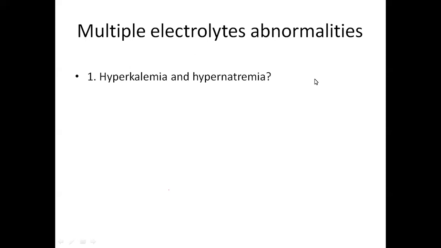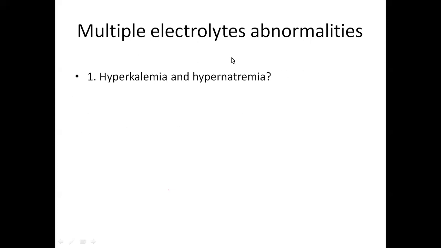Whenever you encounter multiple electrolyte abnormalities, you need to decide which is the priority one. If I don't treat hyperkalemia, the child can worsen. If I don't treat hypernatremia, the child can worsen. You have to decide which one is more critical here and which one is causing more symptoms.